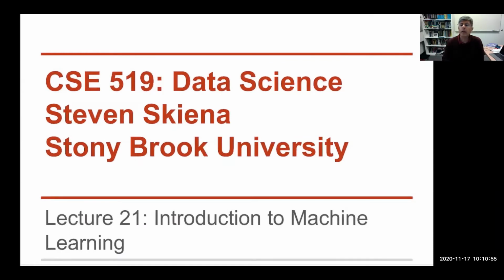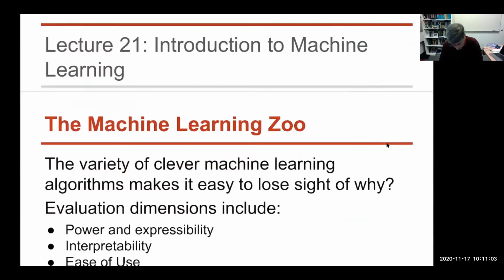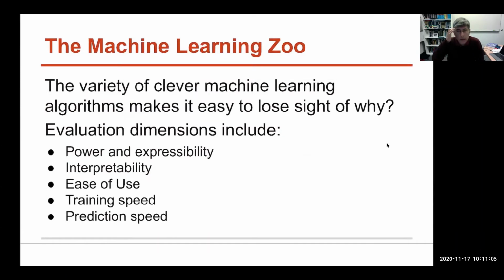Okay, what I'd like to do now is spend this week talking about some other machine learning methods. Again, we've spent a lot of time on logistic regression. We spent time on linear regression. We've talked about nearest neighbor methods. There are a lot of different machine learning algorithms out there.